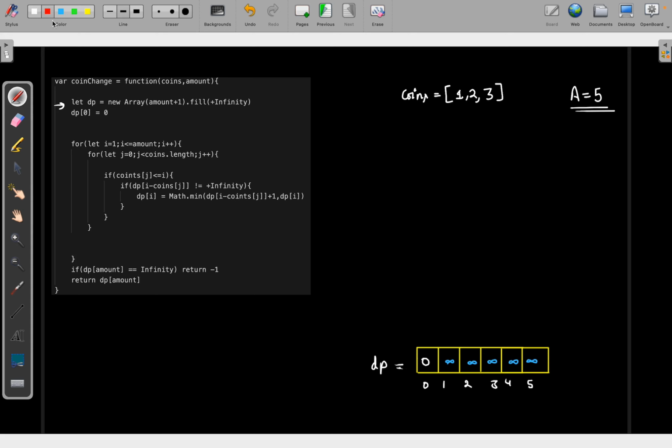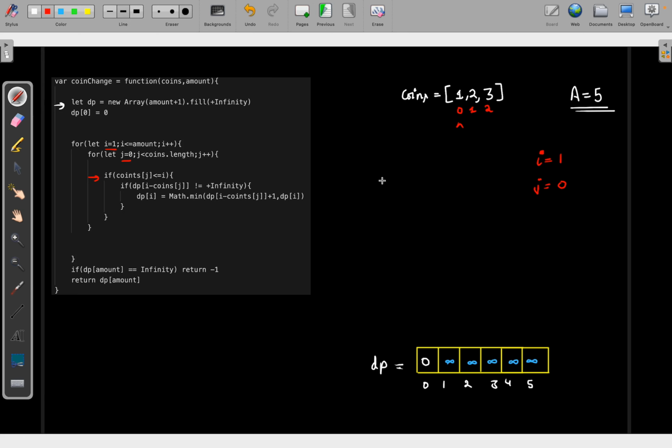Okay, so now let's start. I will start with 1 and I will go till less than or equal to amount, and I will start j with 0. So my i will be 1. i is 1 here and j is at 0, right? And I will check is coins of j less than or equal to i. So coins of j, that means 1, is less than or equal to 1.